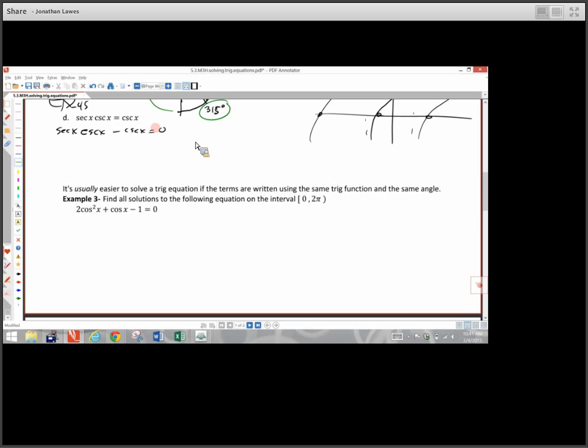Are secant and cosecant your favorites? Oh, absolutely. Yes. I would really prefer not. Okay, so let's think of this in terms of 1 over cosine of x. What's this? 1 over sine. 1 over sine of x minus 1 over sine of x.